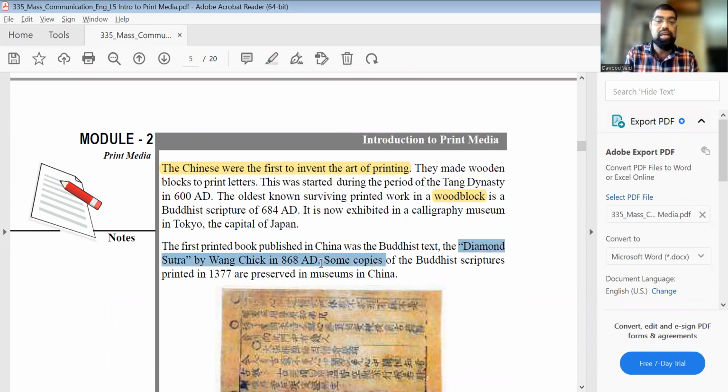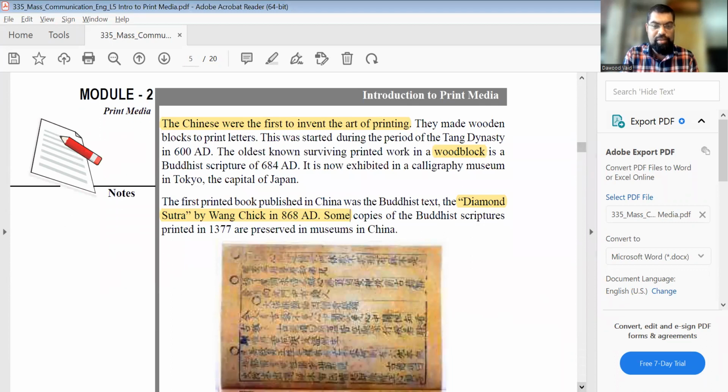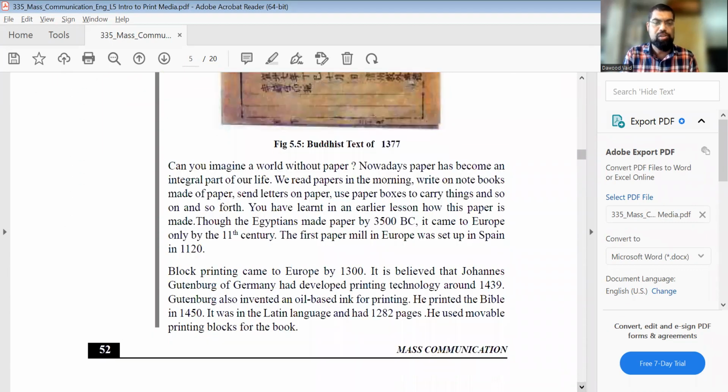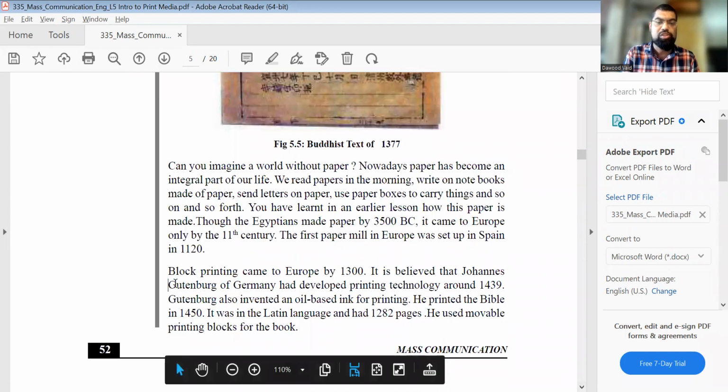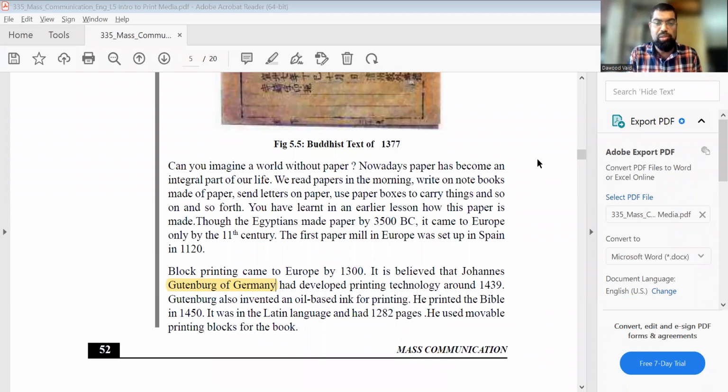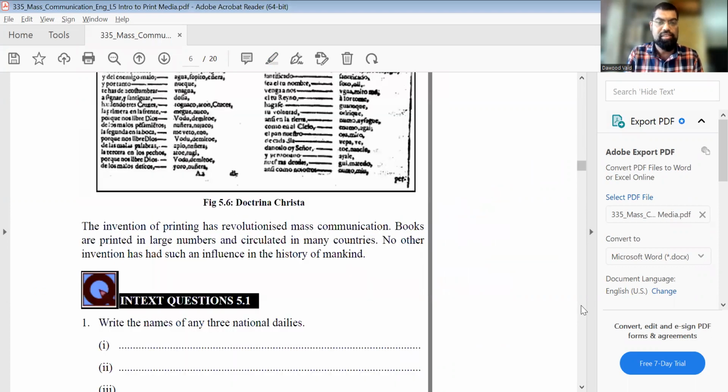Then the first book was called the Diamond Sutra, by Wong Chick. Yes, some very interesting names here, but very importantly, for you to understand printing, remember these names. One of the most important names is Johannes Gutenberg of Germany, who invented the printing press. The first thing printed on this German printing press was the Bible in the Latin language, a book of about 1,000 pages. So there was a lot of printing happening in the early part itself.